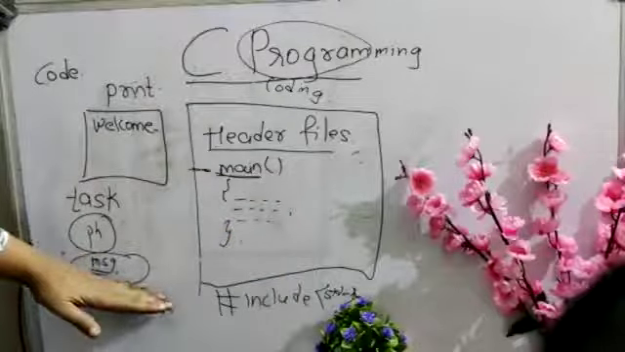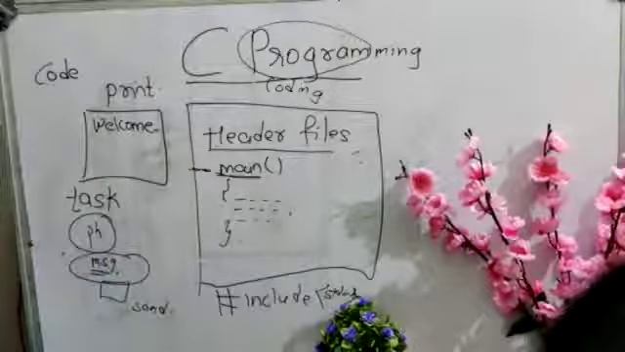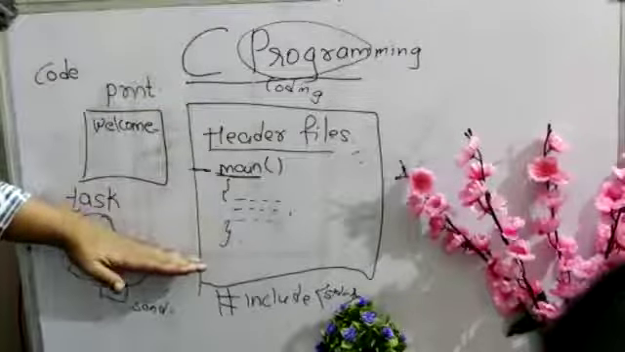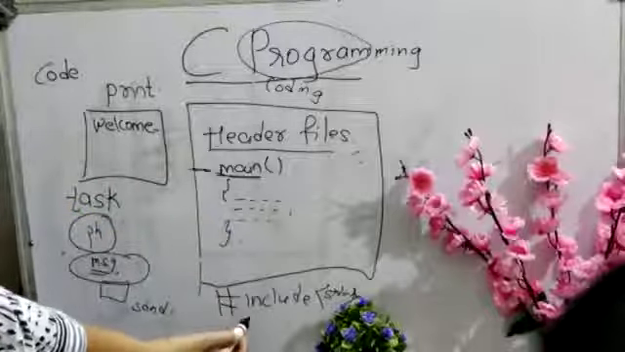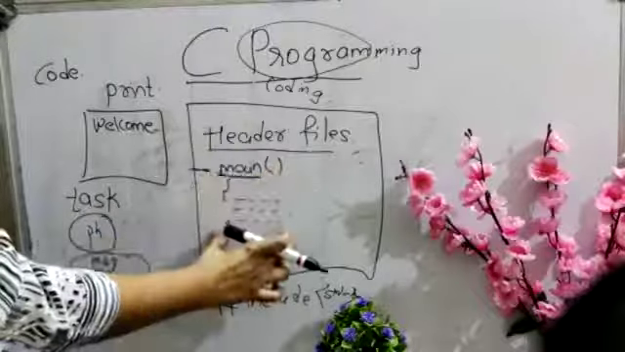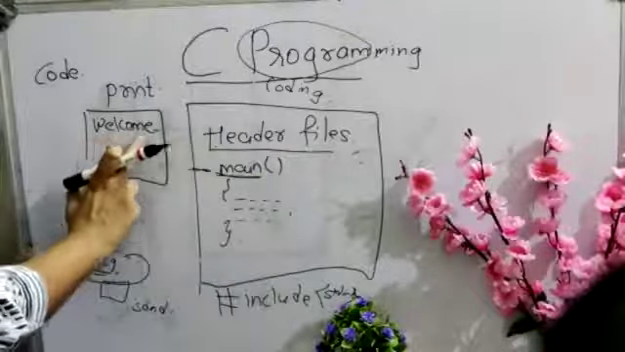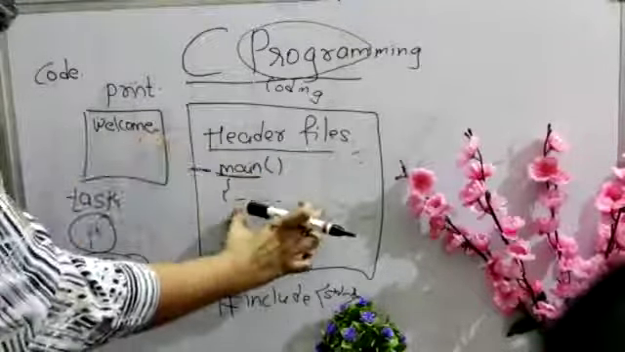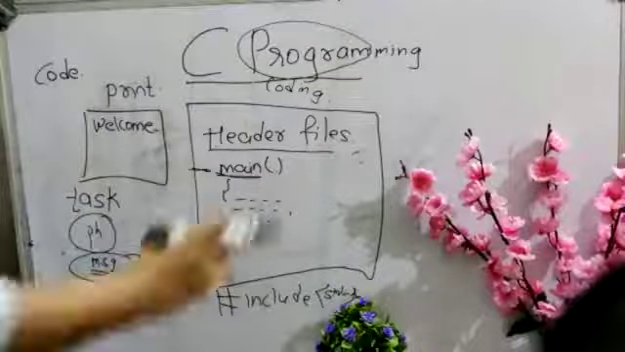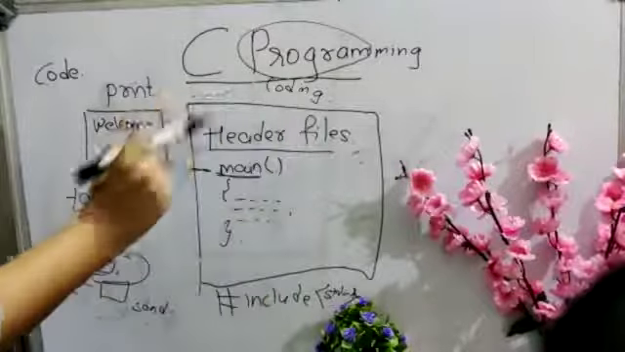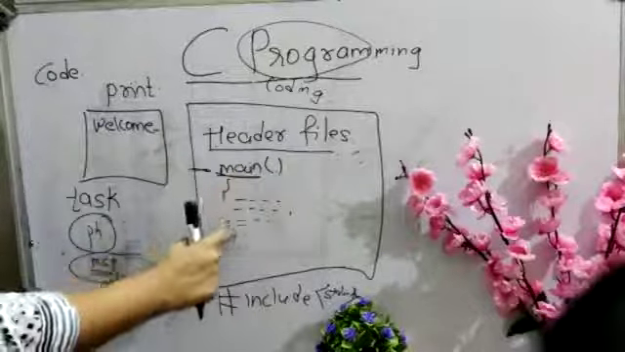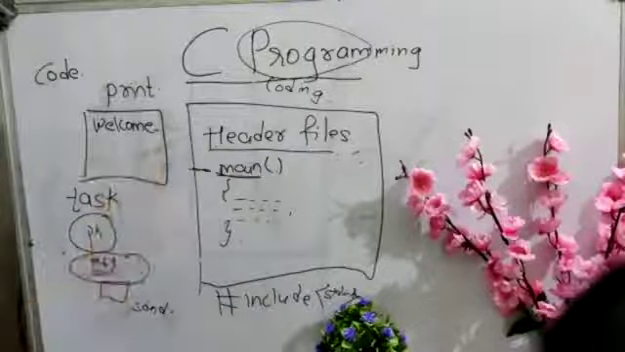Now in this lecture, what are we studying? The format. Just keep in mind, this will be the format, and in the upcoming lecture we will see what the header files are, how to include them, what the main function will be, and what we are going to write to get this message. In this lecture, just keep in mind the format: include the header files, the main function, round brackets, curly braces, and your set of statements.